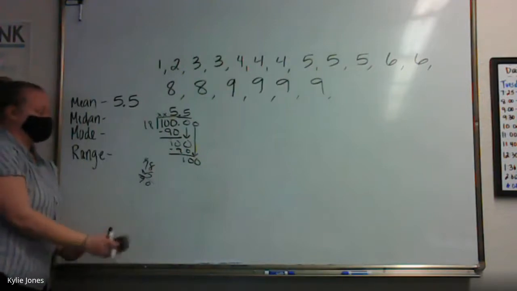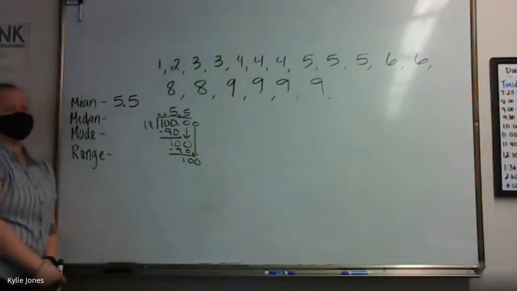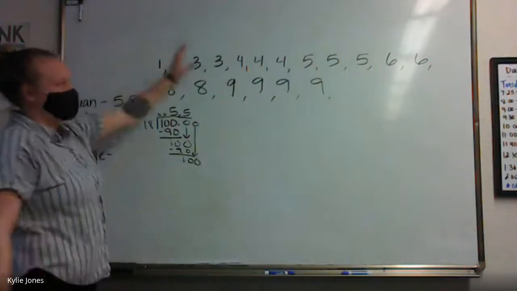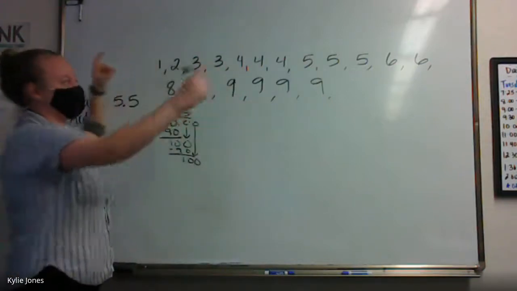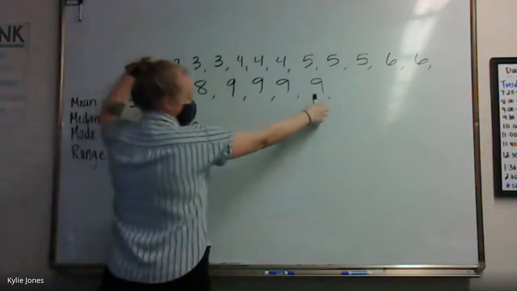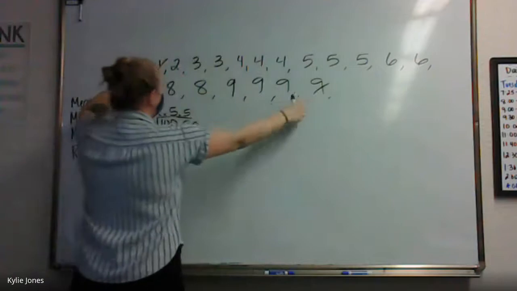Now, the fun part, finding the median. There's a lot of numbers here, so you really got to take this slow, keep track of what you do. So let's start with the median. They're already in order from least to greatest. When we wrote them out, it already did it for us. So we just need to start on the opposite ends. So we have 1 and 9 at the very ends. Cross them out. Then take a step in.